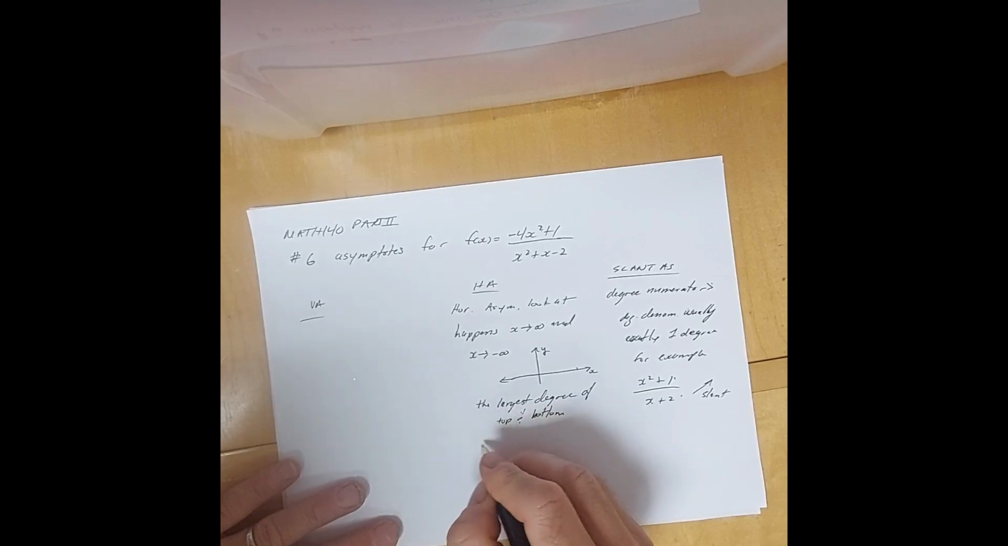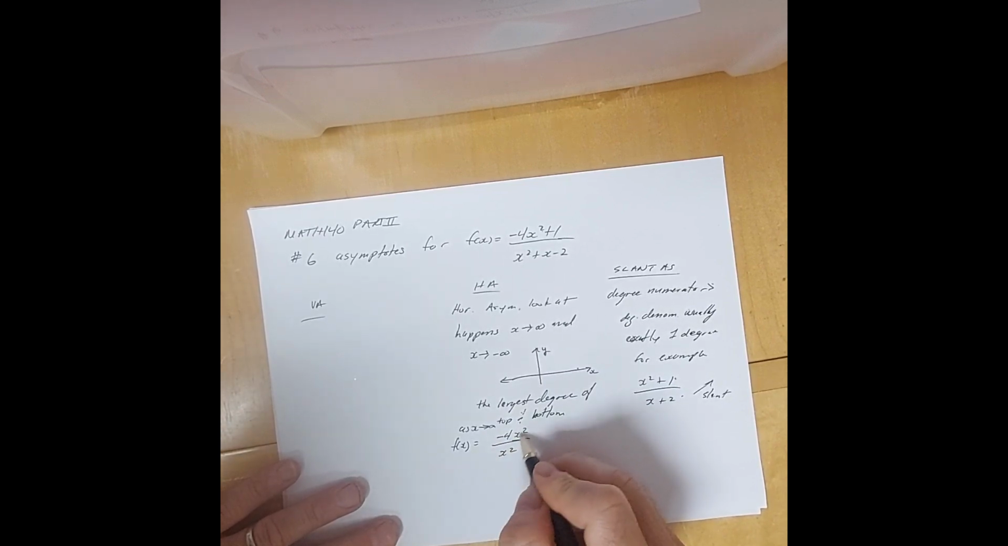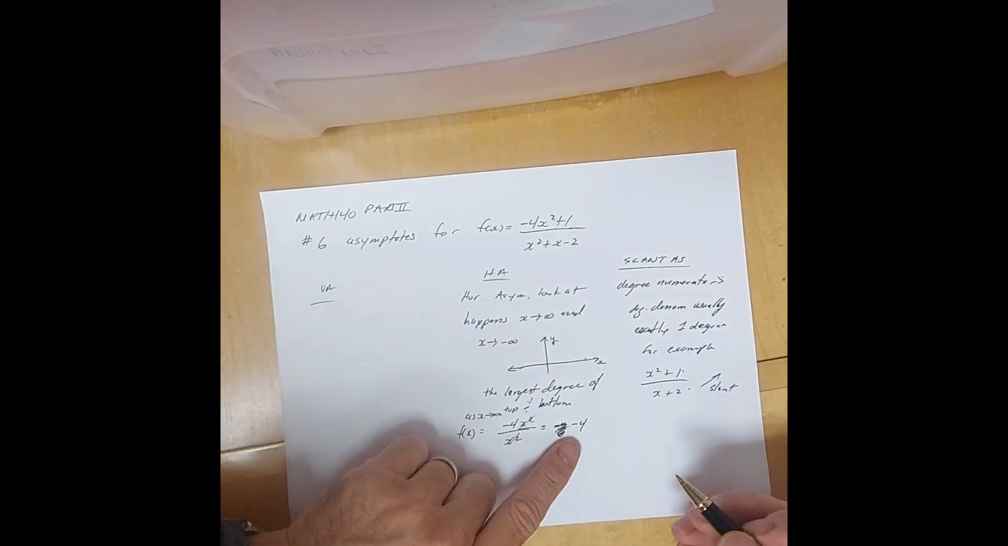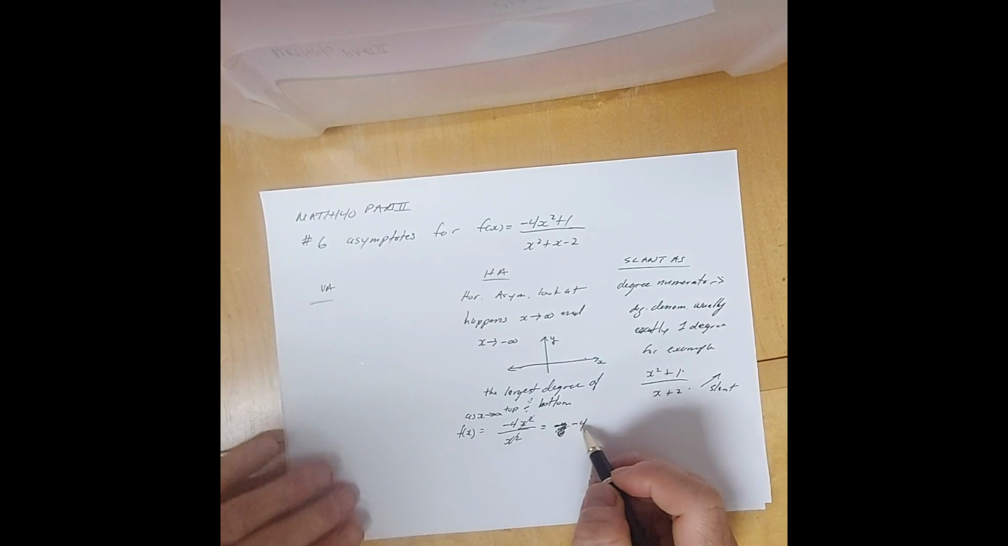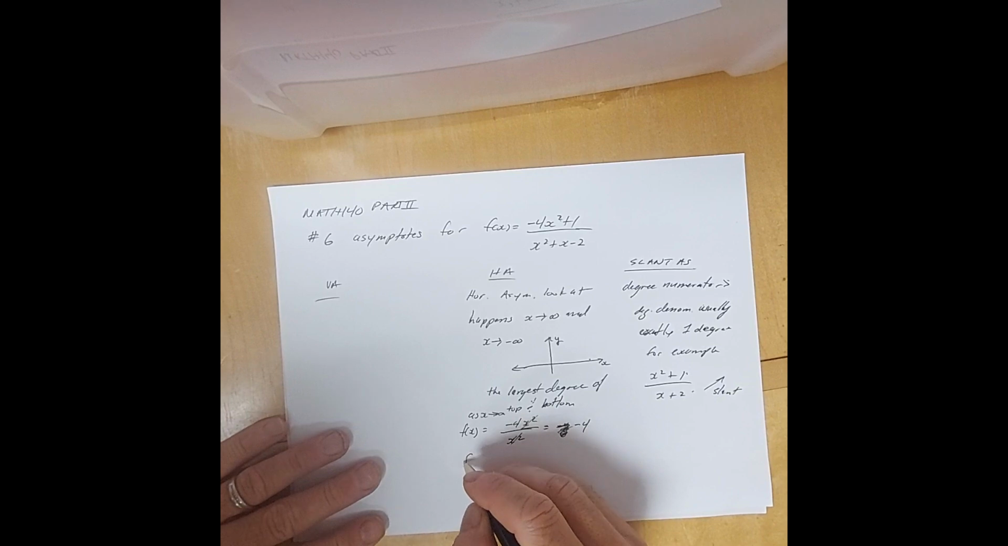So when x gets really large, we get f of x. As x goes to infinity, we are left with -4x squared over x squared. So you can kind of see these are going to cancel out. And so it looks like as x gets really, really large, we're going to get a y value of -4. So it looks like it's going to tend to the value of -4, y equals -4, as x gets really, really large.